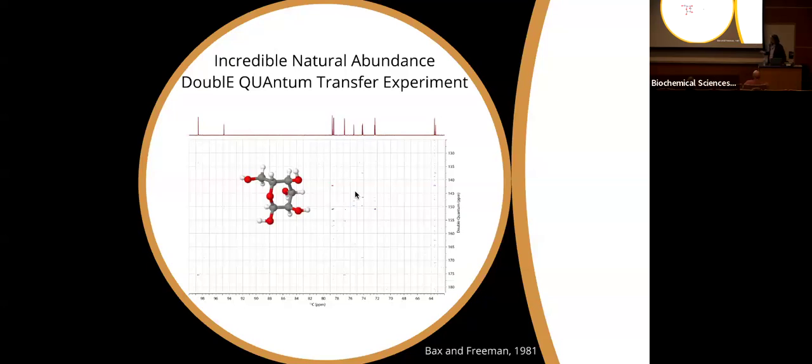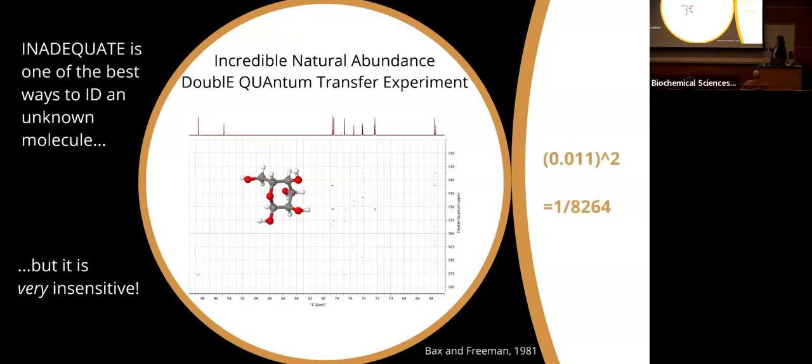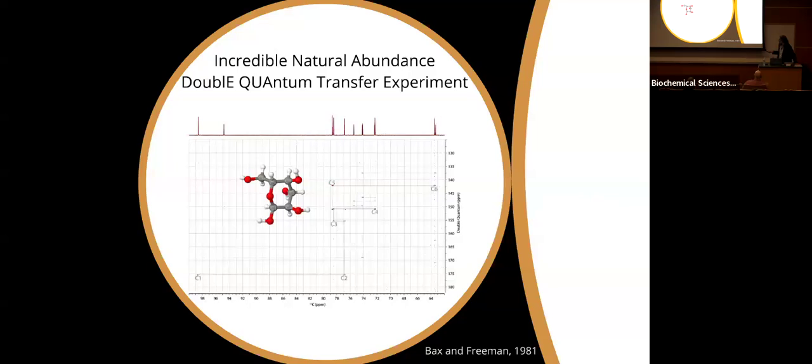This is a natural abundance INADEQUATE spectrum. It's one of the best ways to solve unknowns, but it's very insensitive. Carbon-13 is 1.1% natural abundance, and you have to have two of them together to get an INADEQUATE spectrum. So this is 1.1% squared, which is about 1 over 8,000 of your molecules actually contributing to the signal in this spectrum right here. So it's a pretty tough experiment. That's why nobody knows about it or does it. But you get a lot of really useful information.